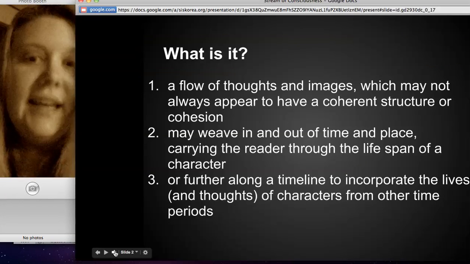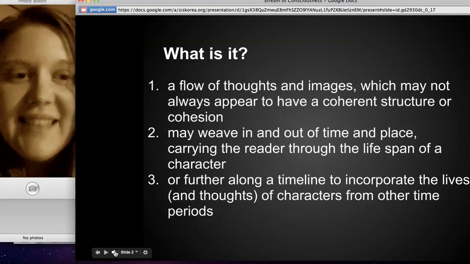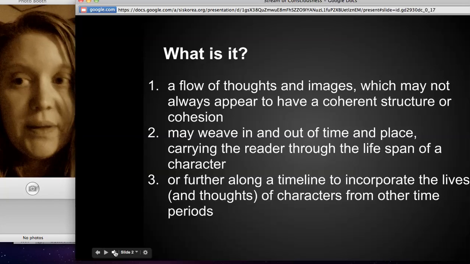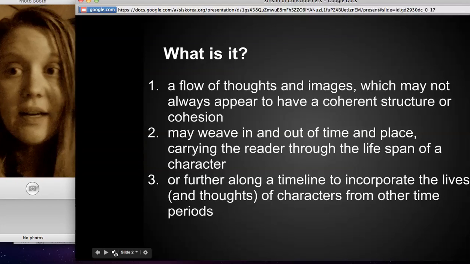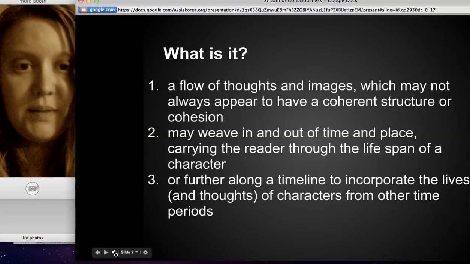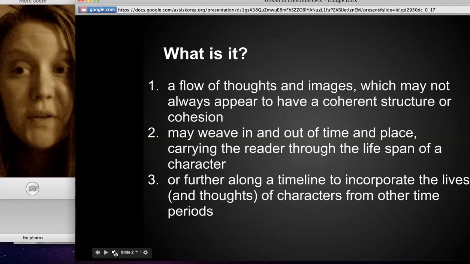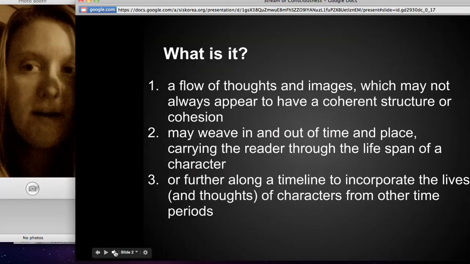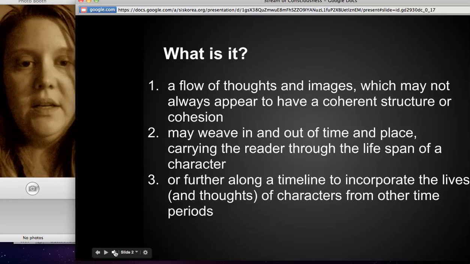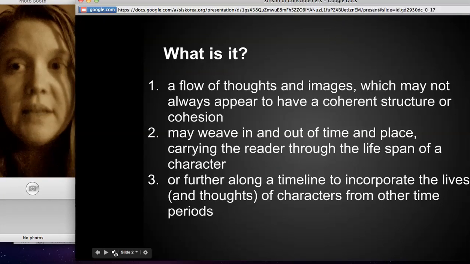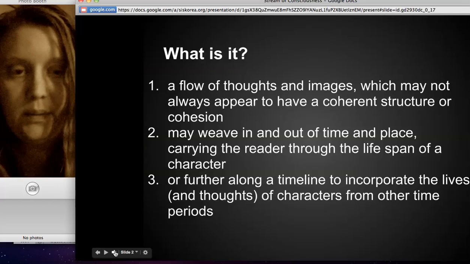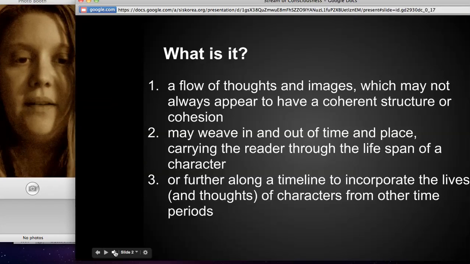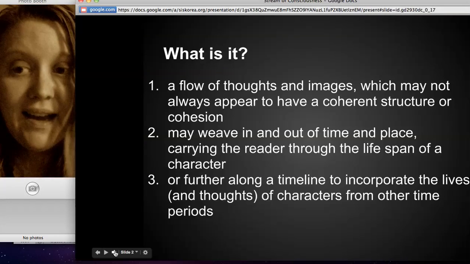So what is it? It is a flow of thoughts and images which may not always appear to have a coherent structure and cohesion. Just like our thoughts that sometimes become mumbled and jumbled because we're thinking of a few things at the same time, this is how stream of consciousness works. It shows how our conscious is working and how we have a couple of things going on at one time, reflecting the idea of modernism, how things are chaotic.